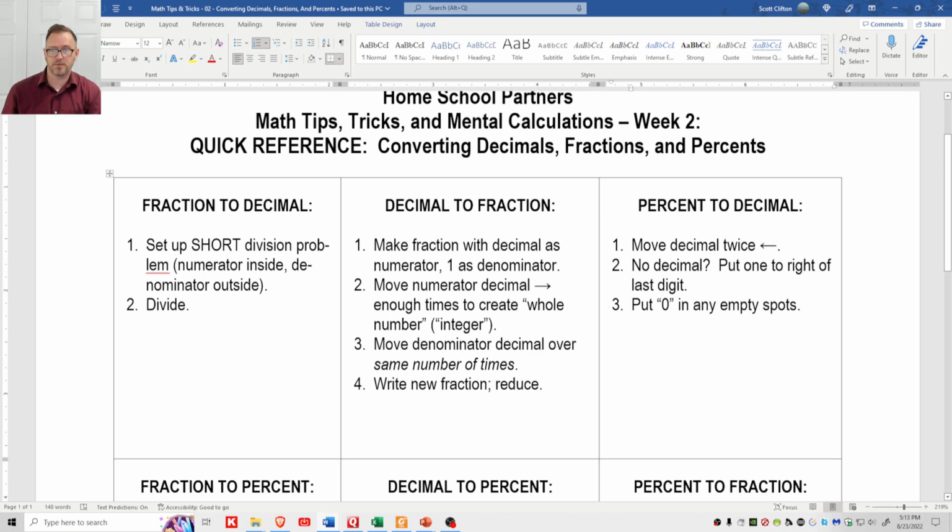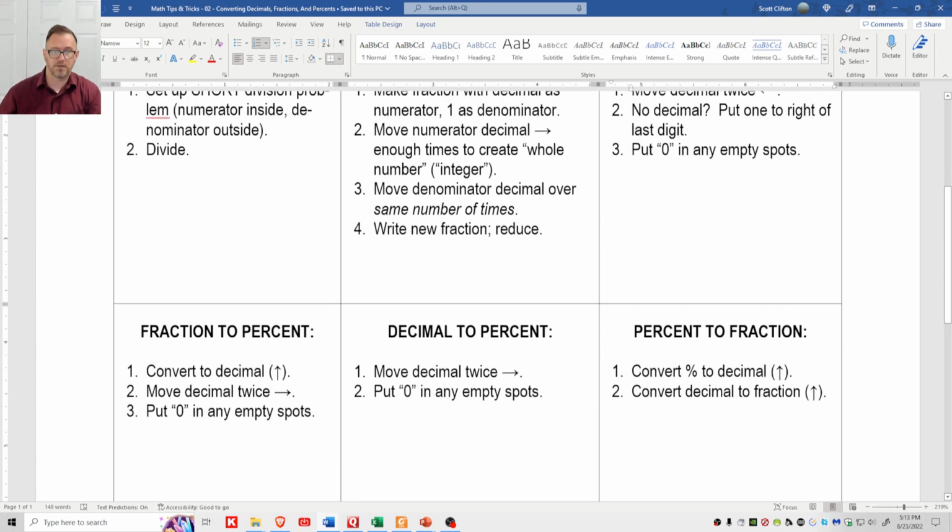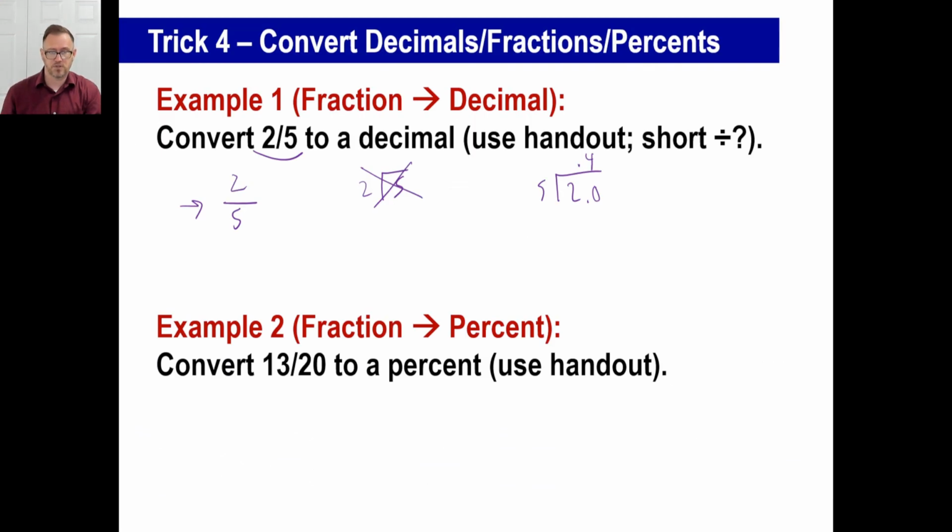Well, look at your handout here. A fraction to a percent, you convert the number to a decimal, which is what we just did. You move the decimal twice over. So let's do that. So 13 divided by 20, remember, it's not this, it's this. All right, and we'll throw a couple of zeros there and do our division problem.